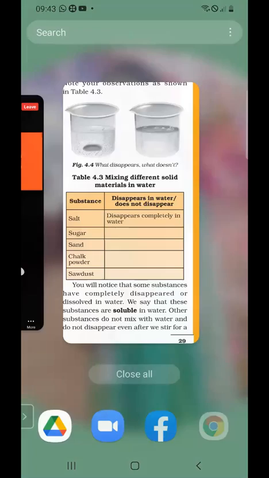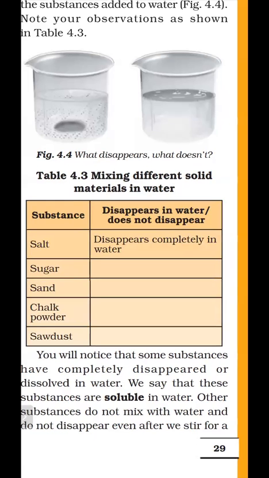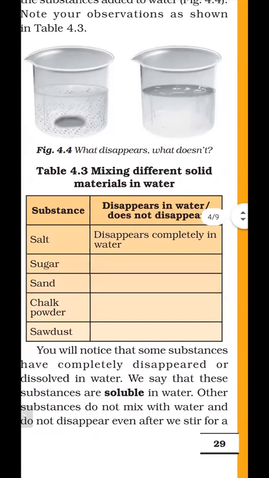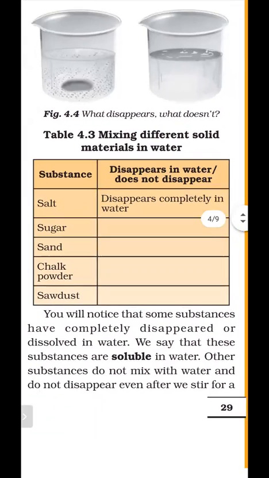So salt dissolves in the water, then it is a soluble substance. And sugar is also dissolved in the water, then it is called a soluble substance. Sand does not dissolve in the water, then it is an insoluble substance. And what about chalk powder? Chalk powder also does not mix with the water, then it is called an insoluble substance.